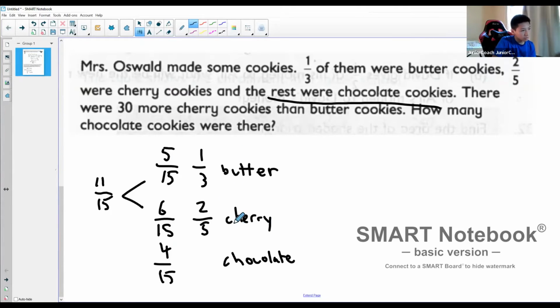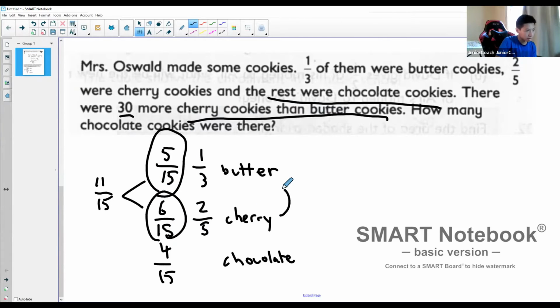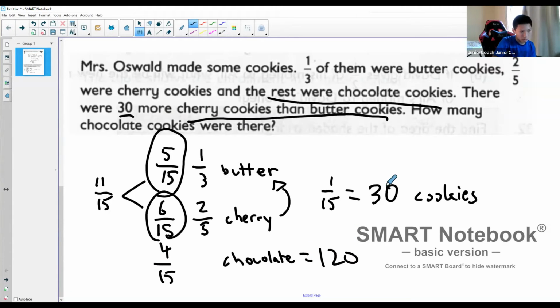Yeah, so once we get this, we see there are 30 more cherry cookies than butter cookies. That means that 5/15 and 6/15, because it's cherry to butter, the difference is 1/15. And that difference of 1/15 is equivalent to 30 more cherry cookies. So if we know 1/15 is 30 cookies, and we know chocolate is 4/15, then we can figure out by multiplication that there are 120 chocolate cookies. That should be the answer. Yeah, 120 is the correct answer.